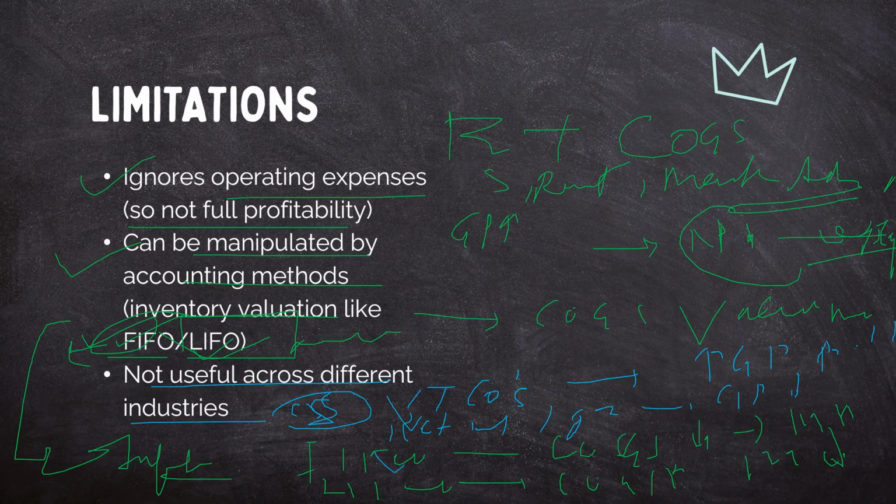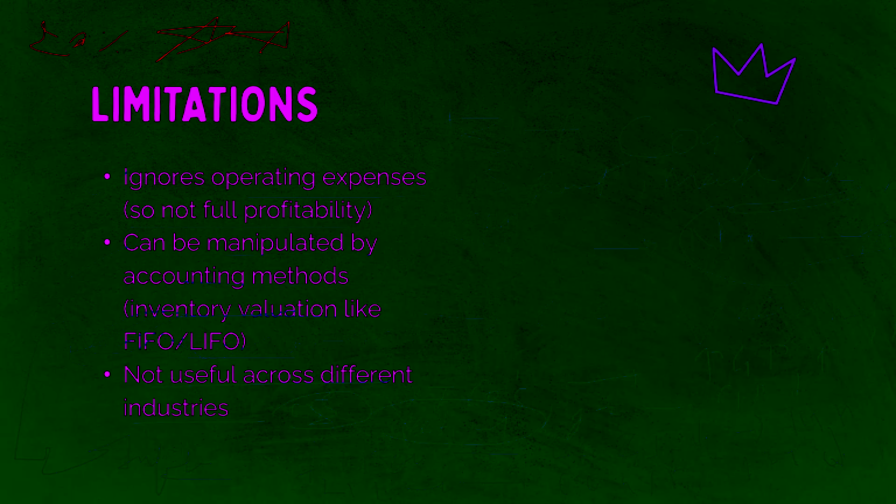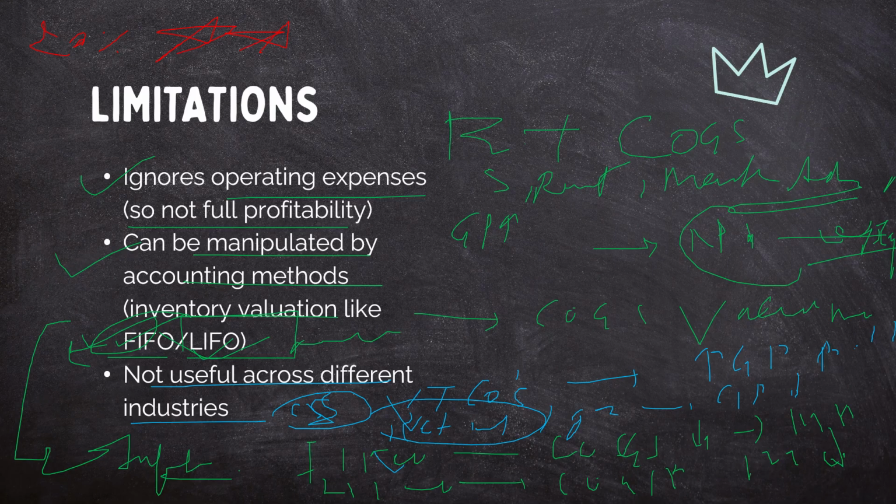A 20% margin is excellent in the retail industry, very, very good. But in the tech sector, it is very poor. So you can't compare these two industries. So it is not useful across different industries. I hope you all understand the limitations of the concept. All right, let's move on.